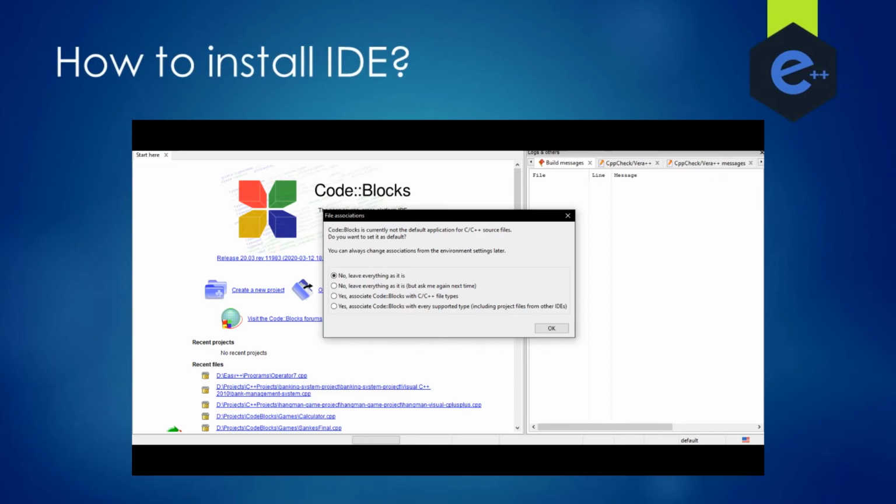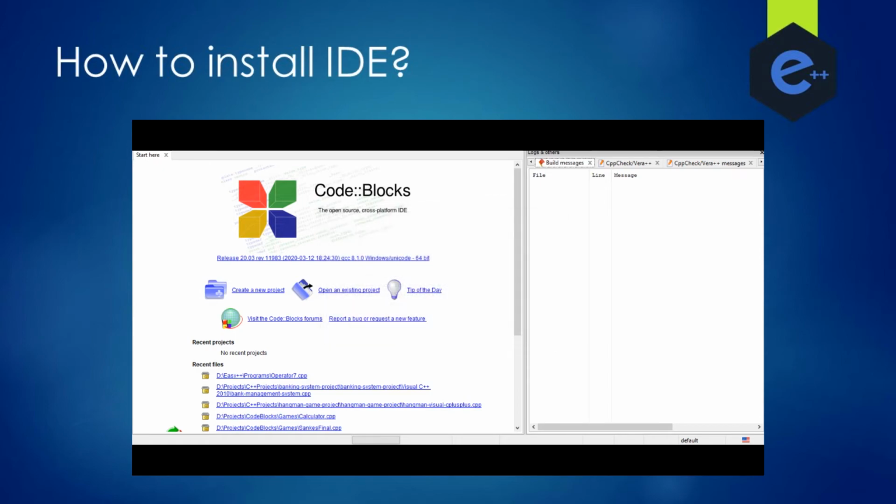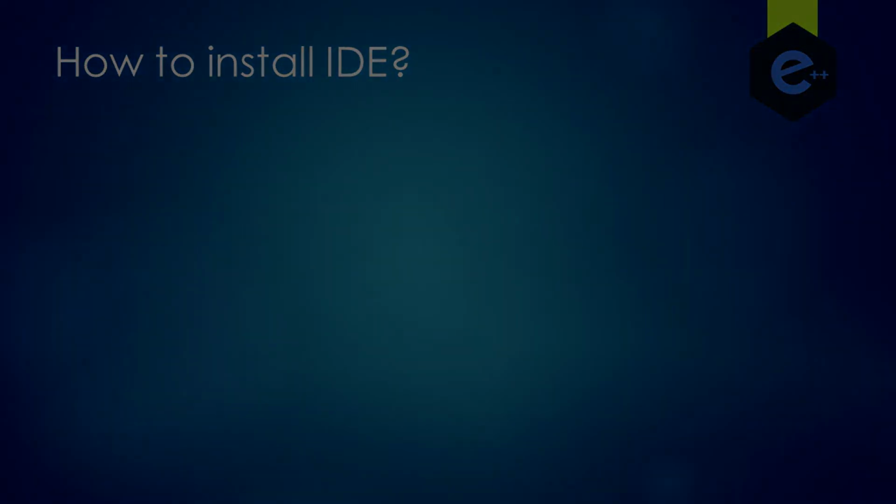A dialog box appears on the screen. Just select the Associate Everything with C or C++ radio button, and then hit the OK button. Now, your IDE is set up for programming in C++. That was so simple. You can download it and run your program here. We are going to run our codes in Code::Blocks.